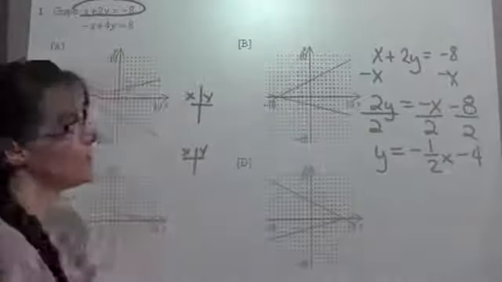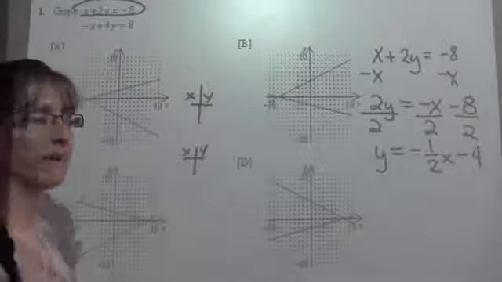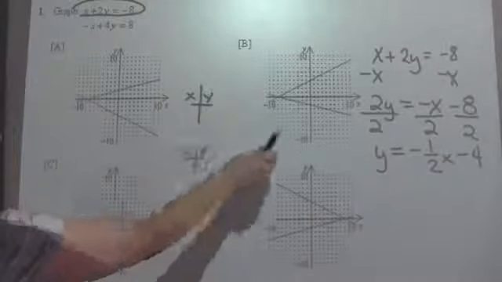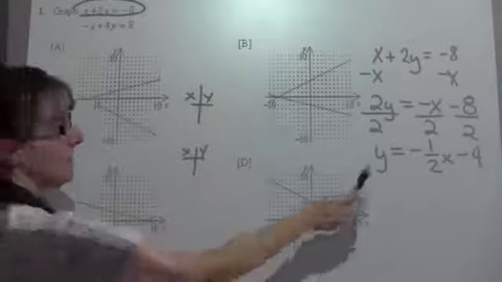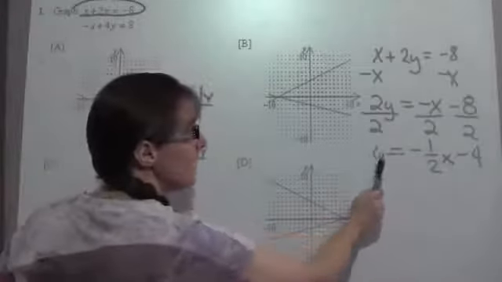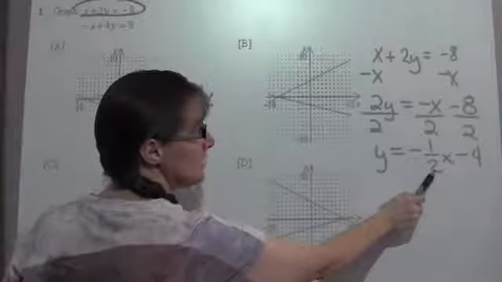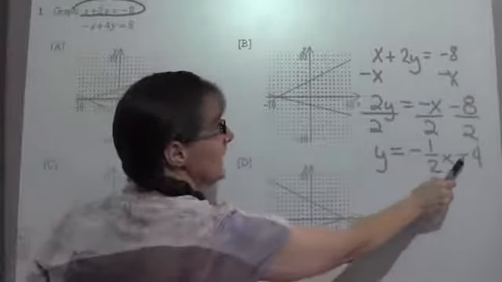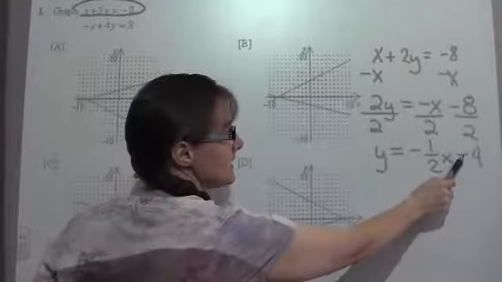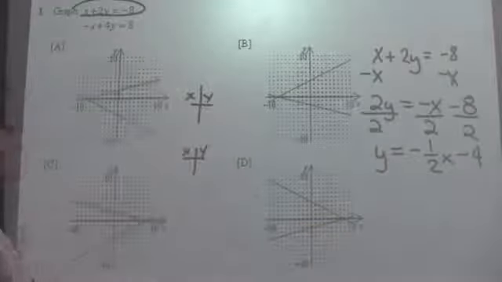So now I have one of my equations solved. Let's go ahead and see if we can come up with an answer yet. I know that my line goes down 1, right 2, and it hits the y-axis at negative 4.